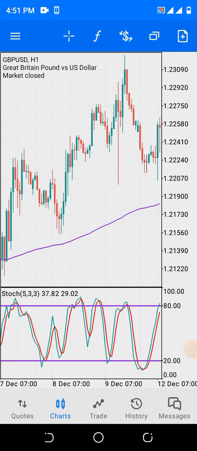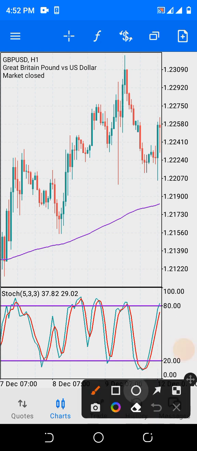Now, where to make your entry is from the side of the stochastic indicator. Whenever you see that the stochastic oscillator is oversold, like in this case, when it is below the 20 mark, like here, these are the oversold. Whenever it touches the 20 mark, that is oversold. Do you understand? Now, that is the first condition.